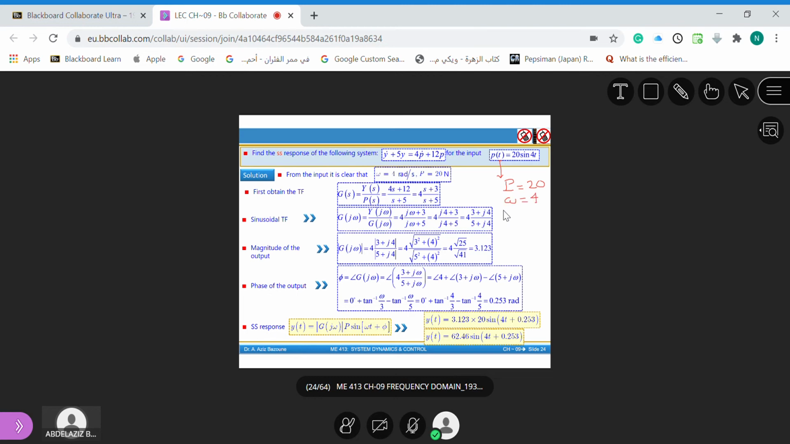Your response, the output x steady state, will have the same omega. Omega will be 4 radian per second, as we did before. So now we know for the input that omega is equal to 4 radian per second, and P is equal to 20 Newton. We have the input, and now we have the output equation.